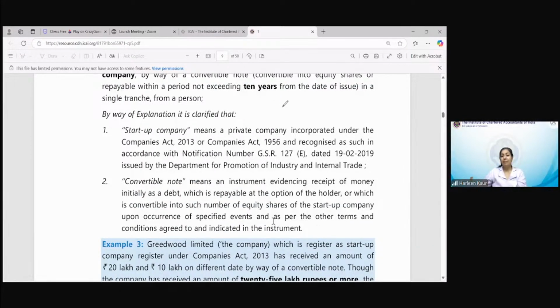So let's take an example. An amount of 3 lakh rupees was received by BPL Limited, which is a startup company. And this amount was received by way of convertible note for a period of 20 years. Will it be considered as deposit or not?